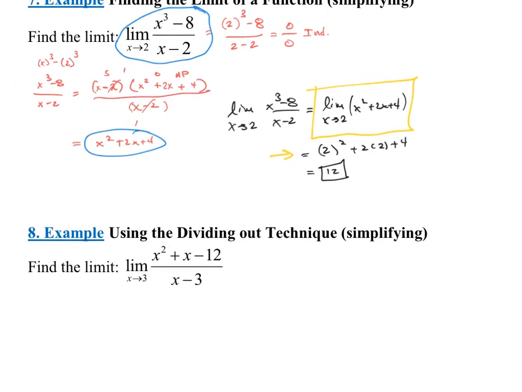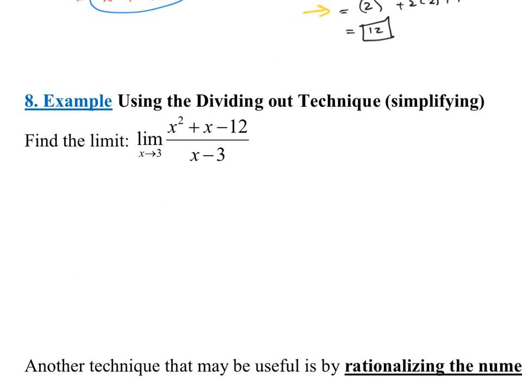Okay. Let's look at the next one. It says find the limit. The limit as x approaches 3 of x squared plus x minus 12 all over x minus 3. Well, it's a quotient, so we know we can find the limit of the top over the limit of the bottom. They're both polynomials, so we know we can just plug in the number directly, so let's give it a try. If I plug it in directly into the top, it would be 3 squared plus 3 minus 12. And if I plug it directly into the bottom, it would be 3 minus 3.